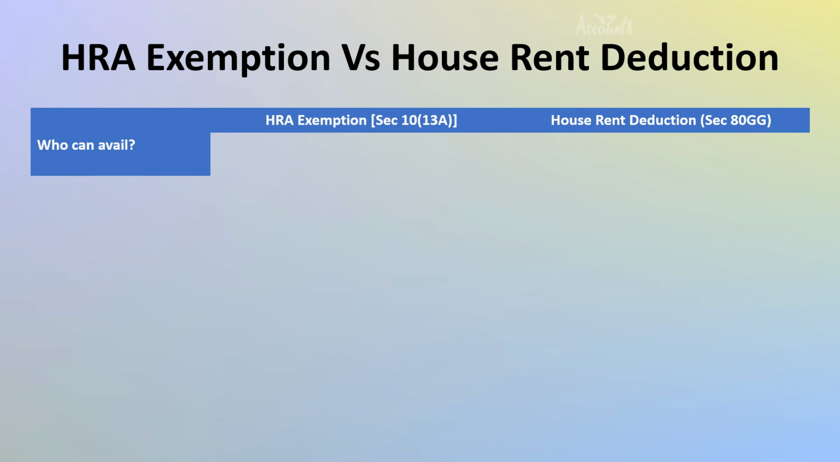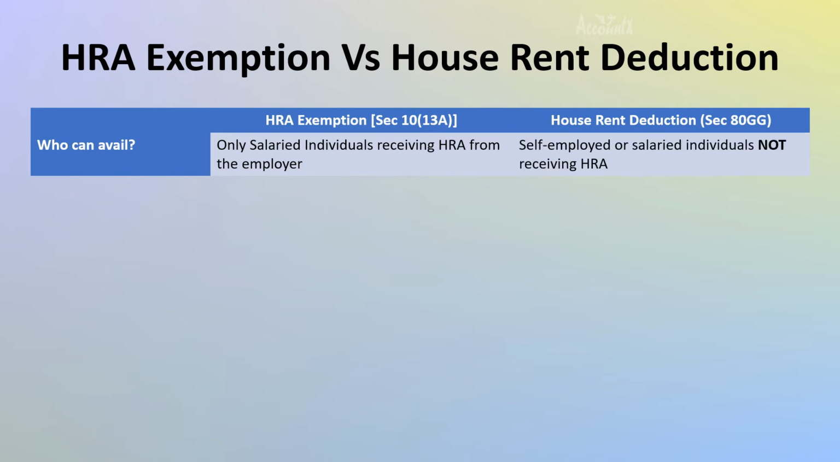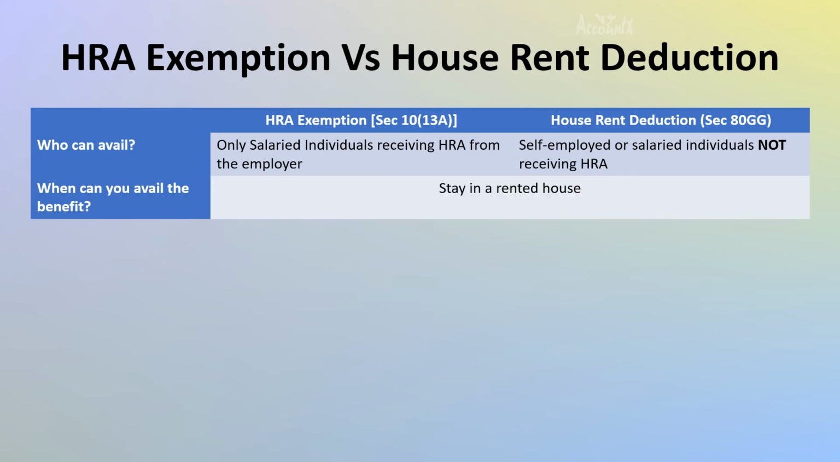First, who can avail? HRA exemption can be availed only by salaried individuals receiving HRA from their employers. But house rent deduction, that is deduction under section 80GG, can be availed by self-employed or salaried individuals not receiving HRA. When can you avail the benefit? HRA exemption or house rent deduction can be availed if you stay in a rented house. What if you own a house?